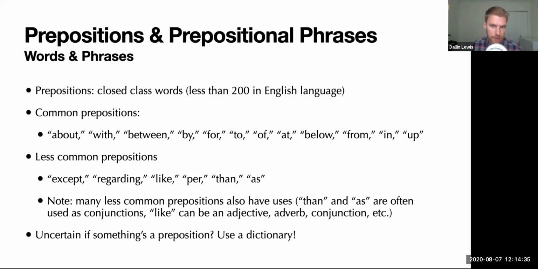And notice how these less common ones often have other grammatical uses, like than, as, and like. So if you are uncertain about whether a word is a preposition or not, think about, well, can I inflect it? Could I replace it with a different word? Could I make up a new word? But frankly, it's easiest just to look it up in a dictionary.